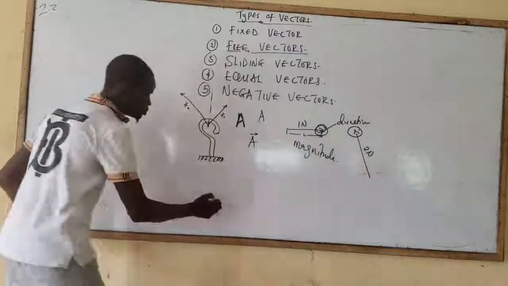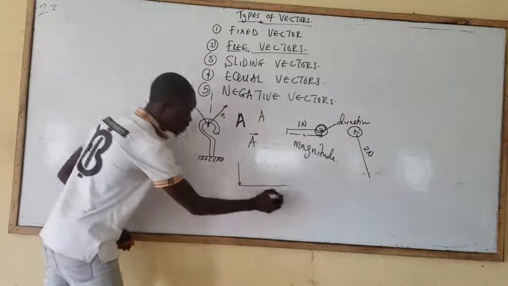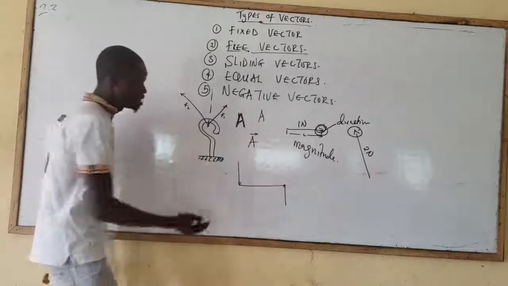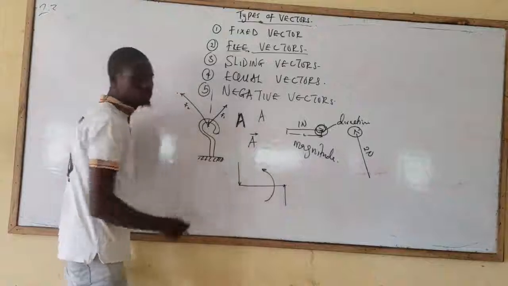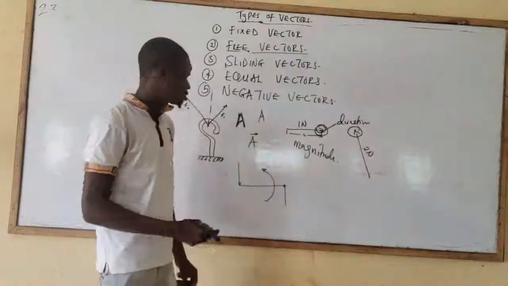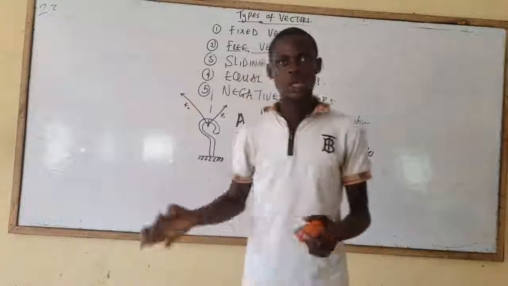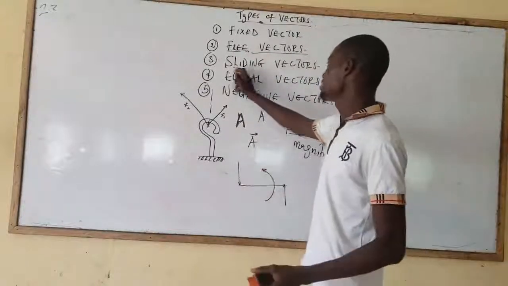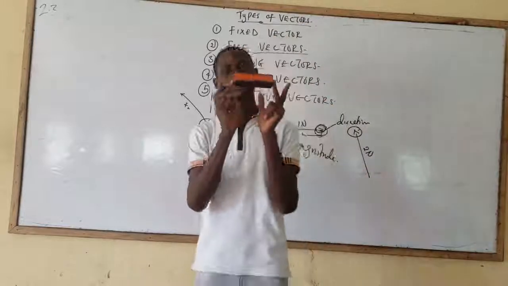If I have a couple that is acting on the material here, let me say this is one force here, and another force here. One of the major effects of a couple is that it tends to cause rotation of the body in a circular manner. So a vector that is used to represent a couple is also called a free vector. Also, we have what is called a sliding vector. Normally, if I have a rigid body, this is a rigid body for instance.